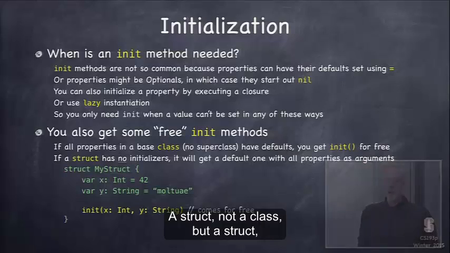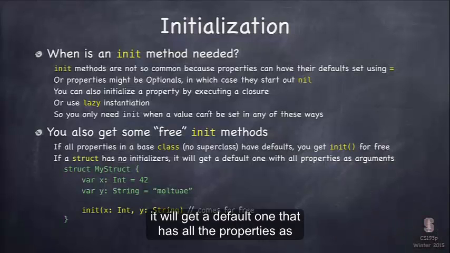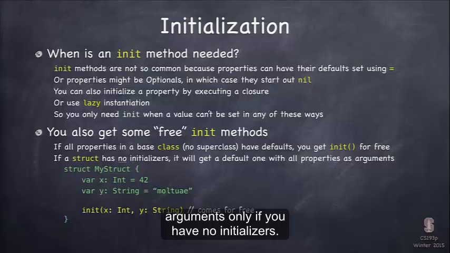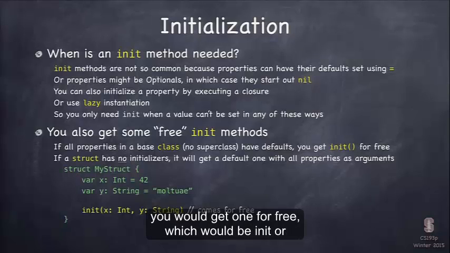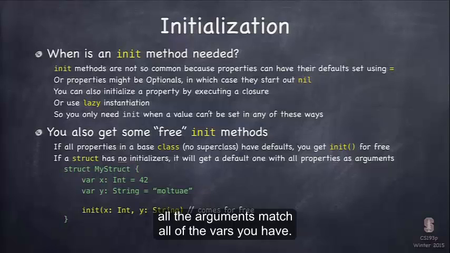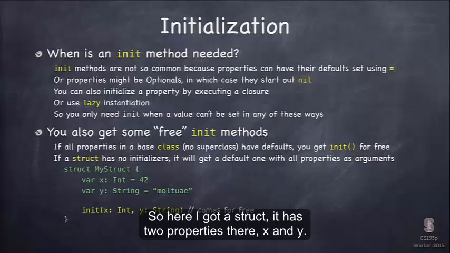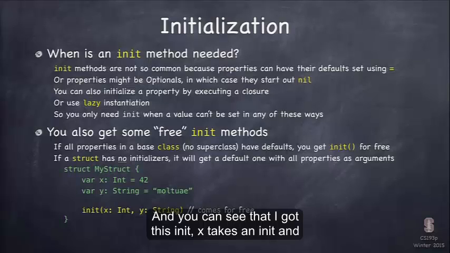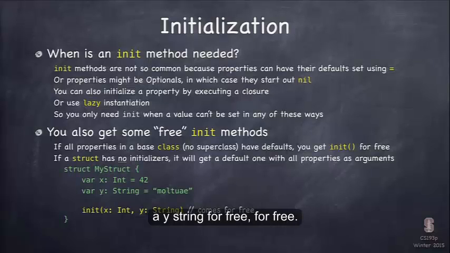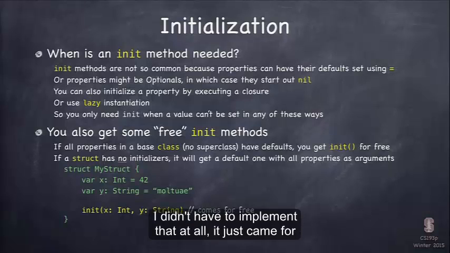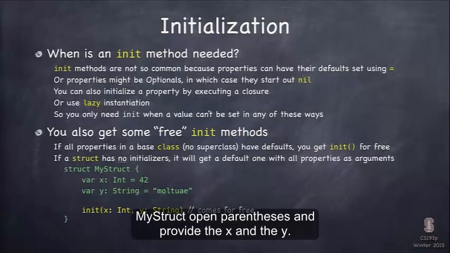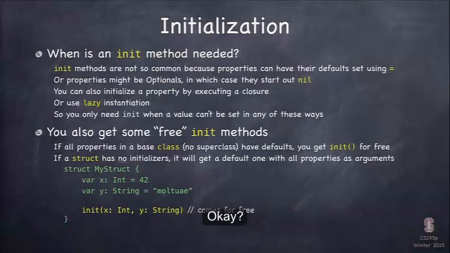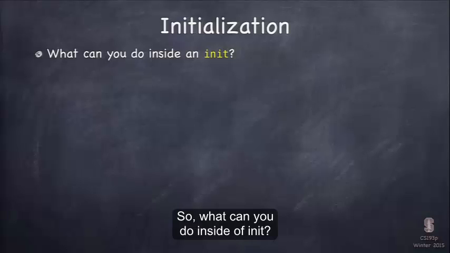A struct, not a class, will get a default init that has all the properties as arguments, only if you have no initializers. So if you had a struct and you gave it no initializers, you would get one for free, where all the arguments match all of the vars and lets you have. Like here I've got a struct. It has two properties, x and y, and you can see that I got this init: x takes an int and y a string, for free. I didn't have to implement that at all. It just came for free. And so people can initialize my struct by saying MyStruct, open parentheses, and provide the x and the y. All right.